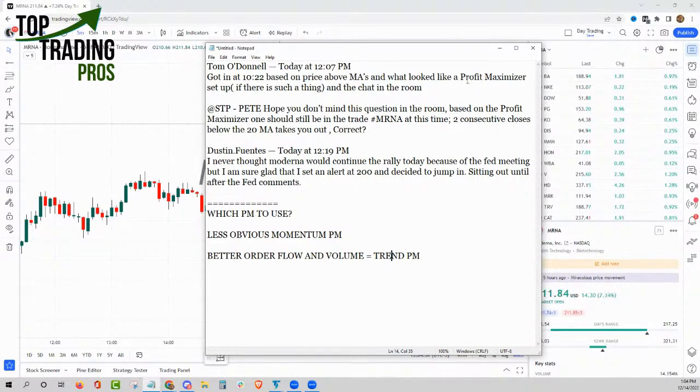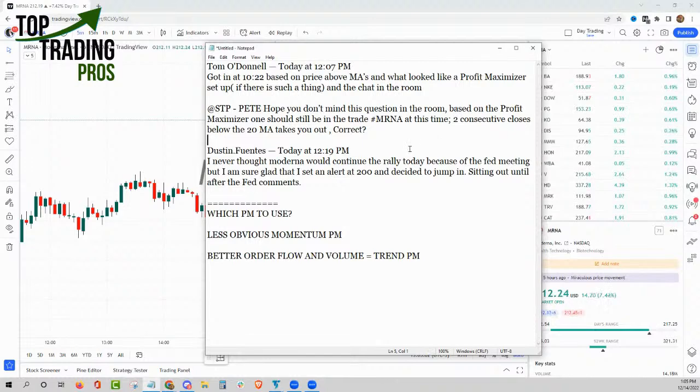So profit maximizer is after the stock has moved into an initial profit target. Okay, so I just want to be clear about that. Profit maximizer is exiting a trade when it reaches a certain destination, maybe average true range. Okay. All right. So based on the profit maximizer, one should still be in the trade. So this question was asked here at 12:07. So we're going to work our way through that.